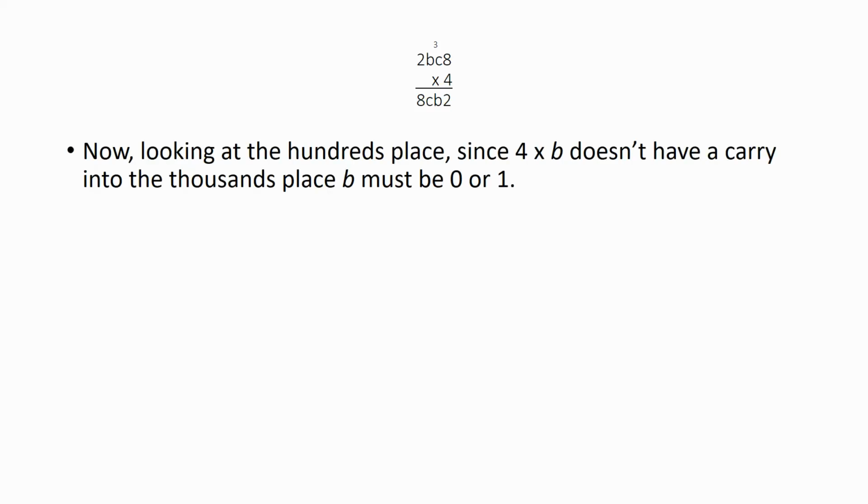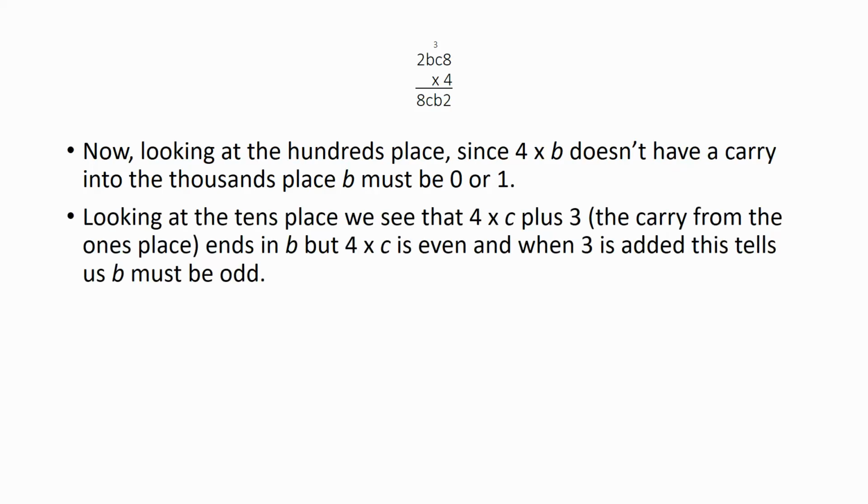Now looking at the hundreds place, since 4 times B doesn't have a carry into the thousands place, B must be 0 or 1. B can't be 2 because we've already used 2, and anything bigger would give us a carryover into the thousands place. So B must be 0 or 1. Looking at the tens place, we see that 4 times C plus 3, the carry from the ones place, ends in B. 4 times C is even, and when 3 is added, this tells us B must be odd. So we knew that B had to be 0 or 1, and now we know it has to be odd, so B has to equal 1.